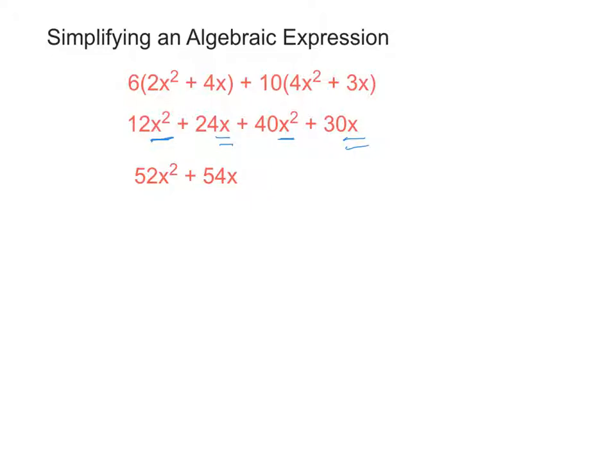So this is how we basically simplify an algebraic expression, by combining the like terms, which makes the number of terms in the expression less, and just simplifies and makes your work a lot easier if you're evaluating this.